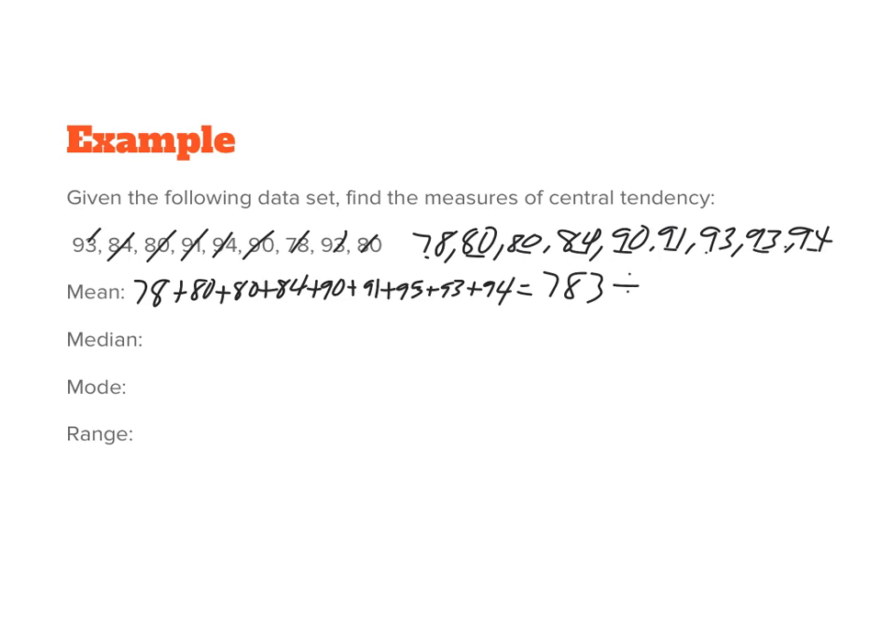I'm going to divide that by 9, and that's going to get me an answer of 87. For my median, again, I check off one from each side until I get to the middle. My middle number is 90.